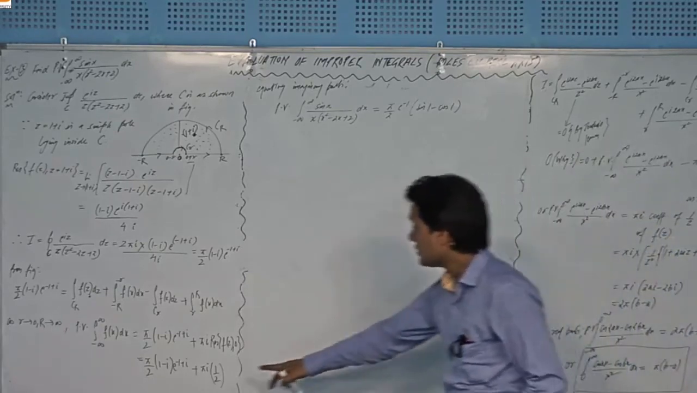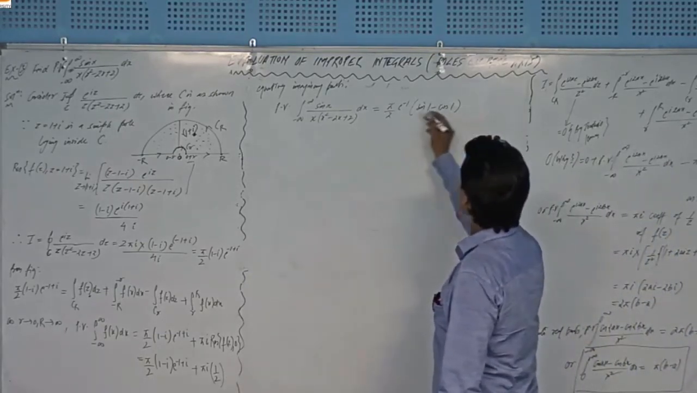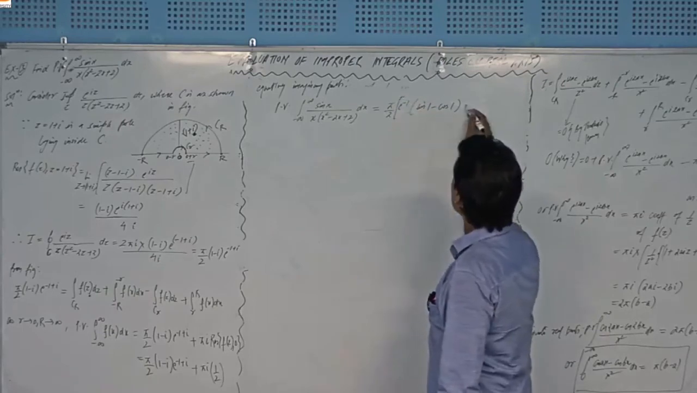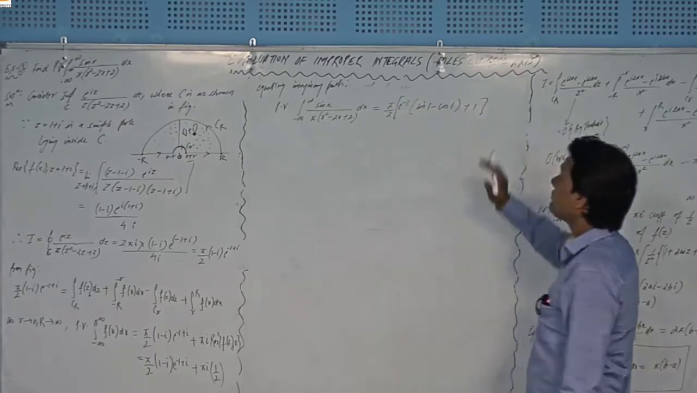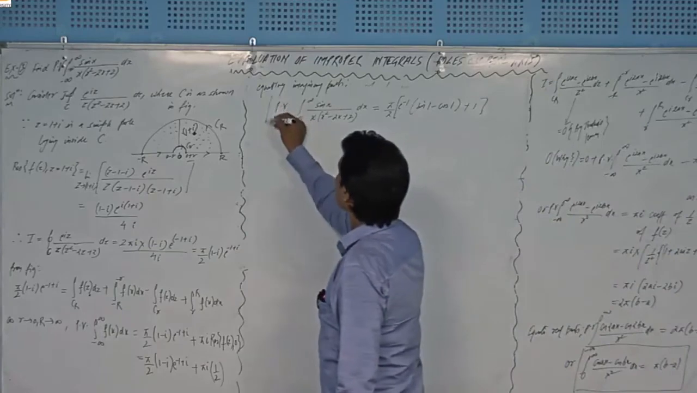And yeah, one more thing, this is pi by 2, so pi by 2 will be added up, and should I take the common, pi by 2 plus 1, right? So this will be the final value of the integral, right?